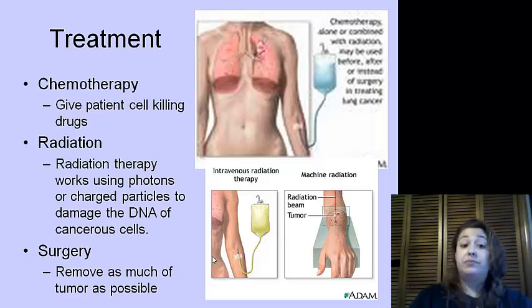Now, radiation is the use of photons or charged particles to damage the DNA of the cancerous cells. It is specifically targeted at the cancerous cells. Now, chemotherapy and radiation typically go together a lot of the time. You may hear somebody doing alternative therapy, going in for chemotherapy one week, radiation the next week, to try to target those specific cells. Surgery is another option, and you try to remove as much of the tumor as possible.